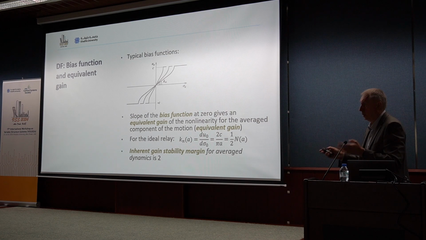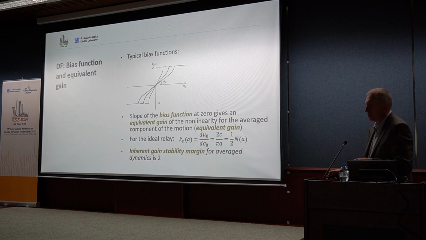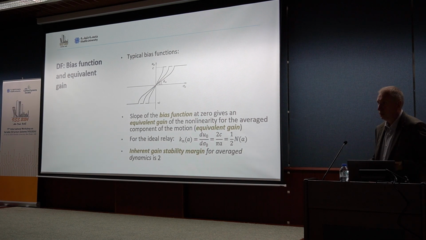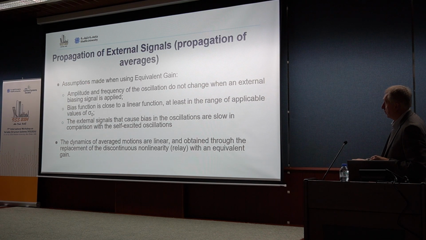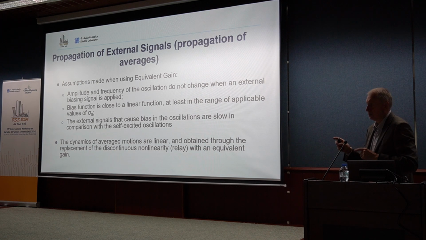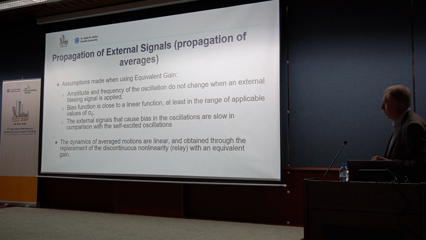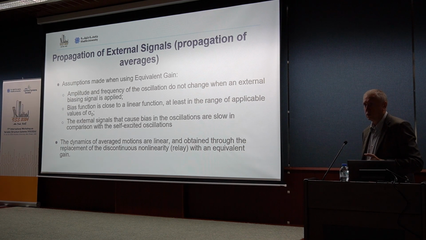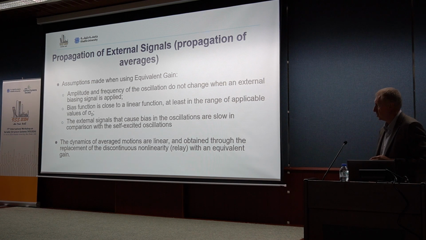I call it an inherent gain stability margin because it's inherent to this system. We cannot change it. We add more elements, it still stays one half. We cannot modify it. Propagation of averages: we still made some assumptions. Of course, it is based on the harmonic shape of the oscillations at the input of the nonlinearity, not at other points of this system. We also assume that the bias function is quite similar to a linear function when we replace it with the equivalent gain. We don't have to do that, but it would help. And external signals that cause bias, if the bias is caused by external signals, are quite slow compared to the oscillations. Those are the assumptions that we need here.